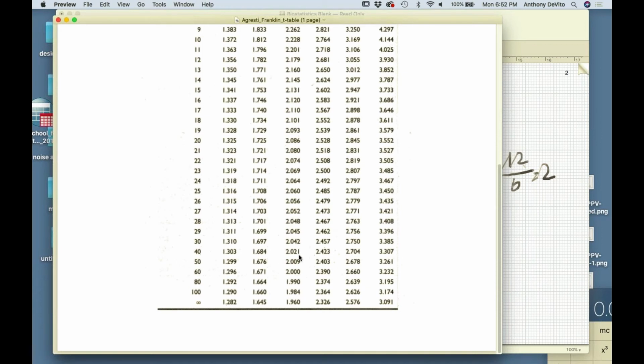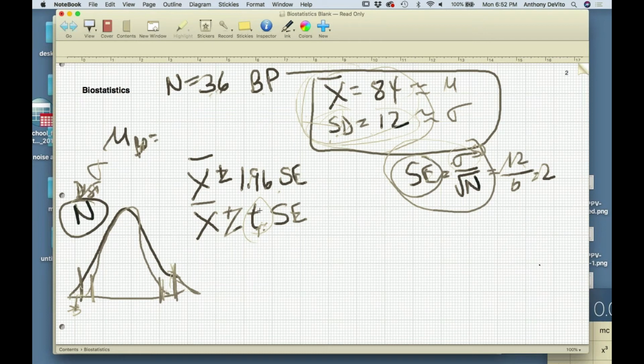Now, there's a couple of ways I could deal with this. One way is just to take the larger number. It's more conservative, right? The 2.042. Or interpolate between the two of these, 2.04 and 2.02, I could say 2.03, right? That's another possibility. Or I could actually go to Excel and there's a t distribution function. You can put in there the degrees of freedom and it will give you the critical value of t. So I'm going to just go in between these two for our purposes right now, 2.03. So instead of using 1.96, I am going to use 2.03.